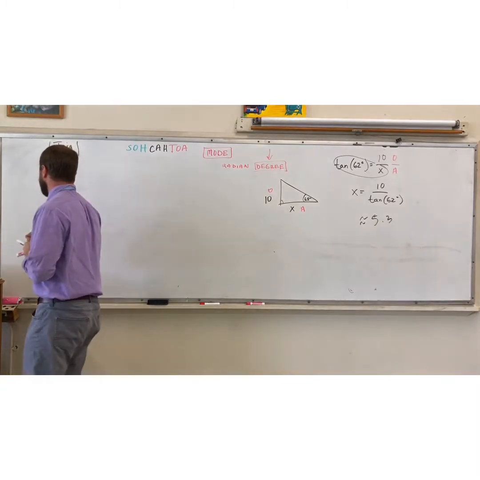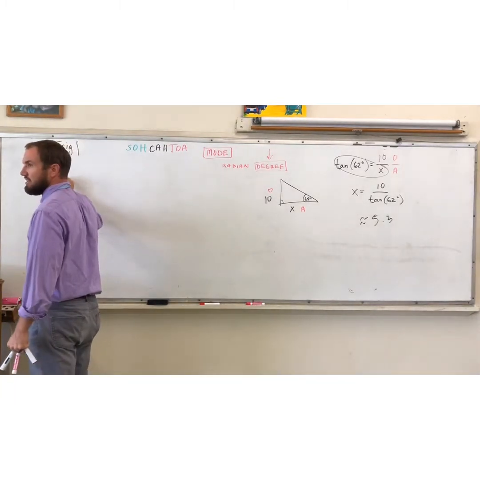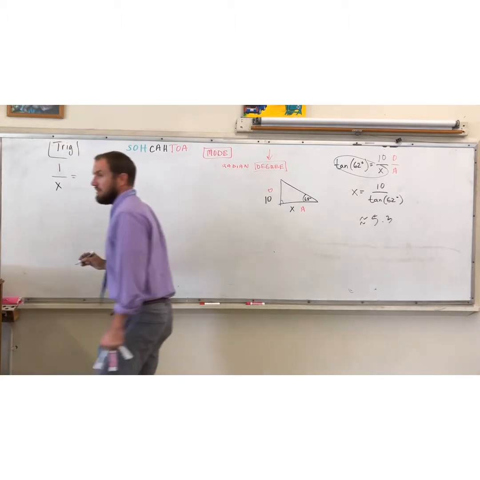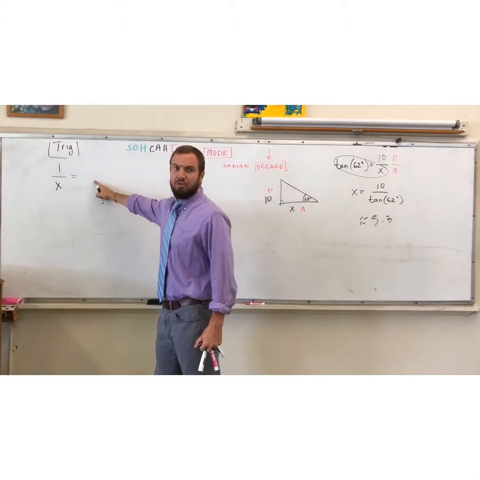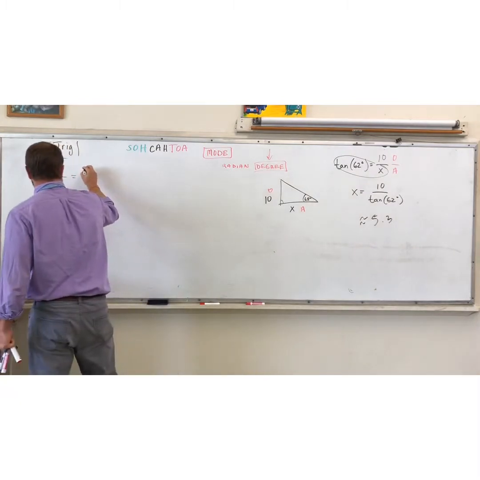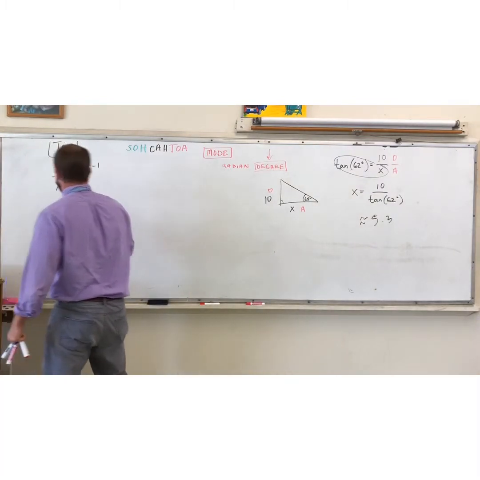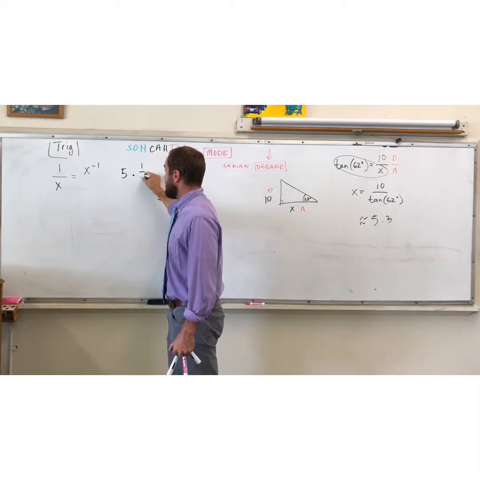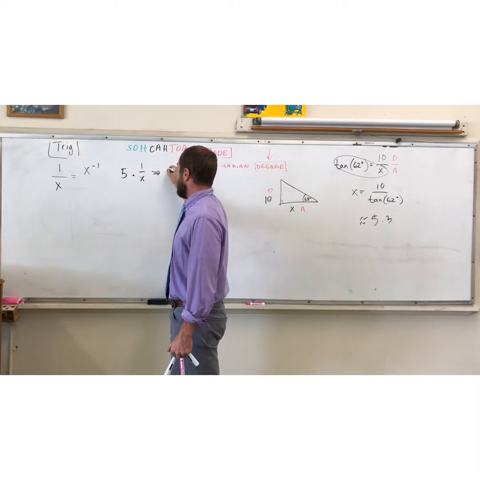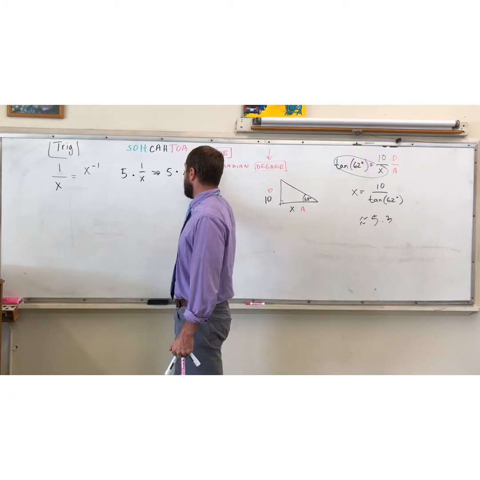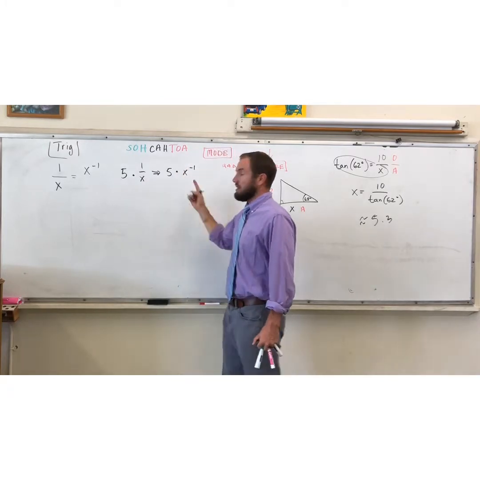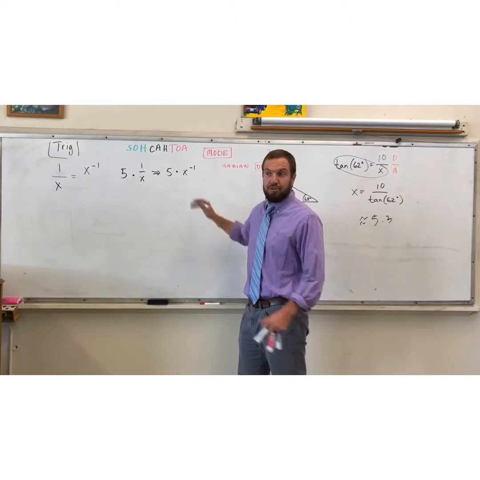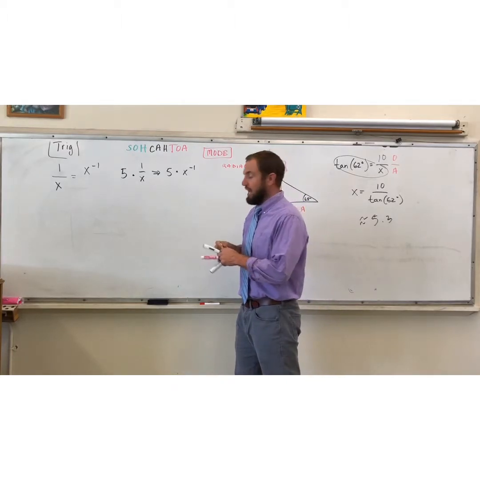Now, one thing you have to know before we get into this is how you can rewrite 1 over x. A fundamental exponent rule is that 1 over x can be written as x to the negative 1. And if I did 5 times 1 over x, I can write it as 5 times x to the negative 1, because these two things are the same. That's important to know going into our next piece, solving for an angle.